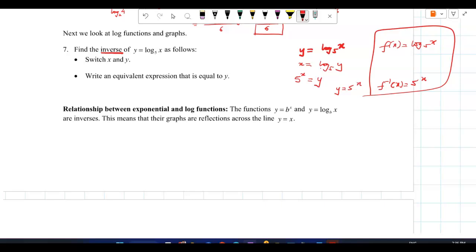The function y is equal to b raised to x and the function log x to the base b are inverses of each other. This means that the graphs are reflections in the line y is equal to x. That's the property of any inverse function. You have to reflect in the line y is equal to x.